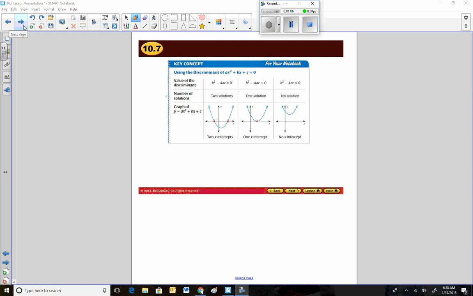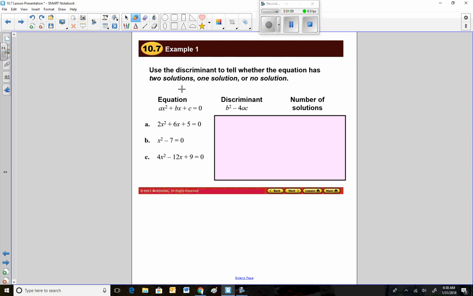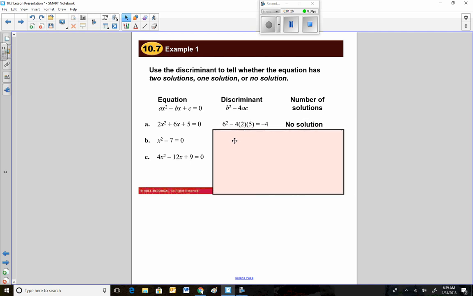All right, let's take a look at what a math problem could look like. First of all, use the discriminant to tell whether the equation has 2 solutions, 1 solution, or no solution. So here's a quadratic, and we need to put it into b squared minus 4ac. And so what we'll do is we'll take the 6 and square it, okay? And we'll take 4, and then we'll take the a value of 2 and the c value of 5, and we'll plug it in, and we get negative 4. Now, if this answer is negative, when you do the multiplication and subtract these numbers, there's no solution. It will not cross the x-axis.